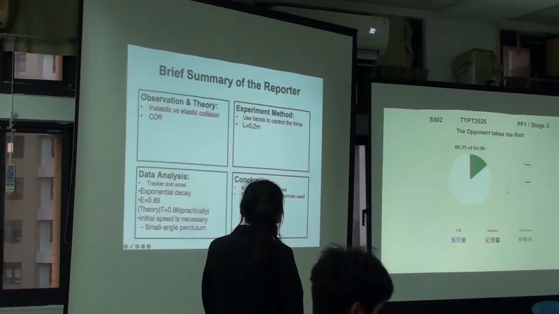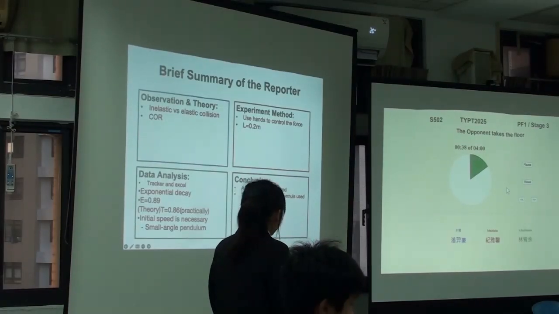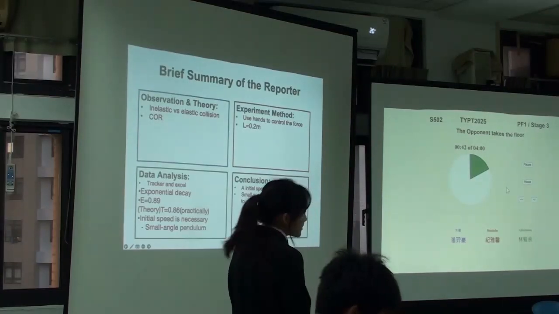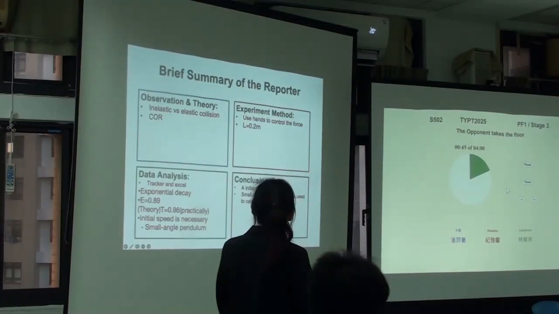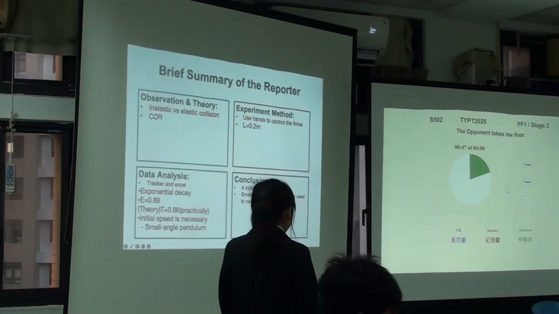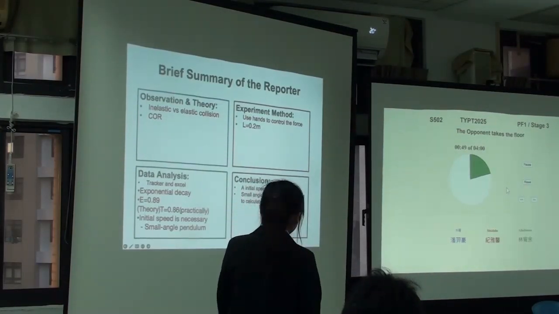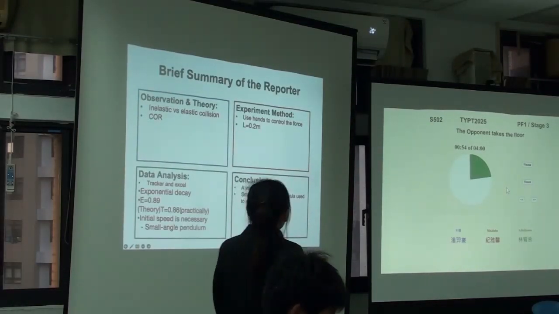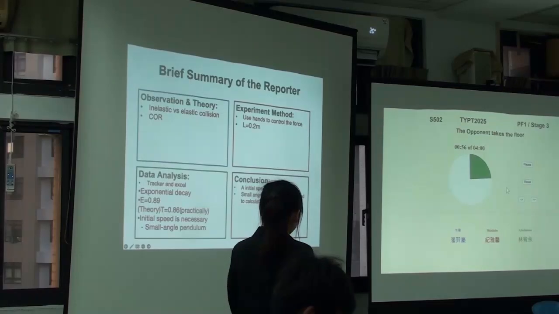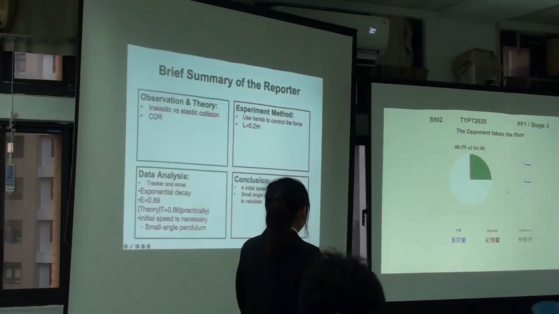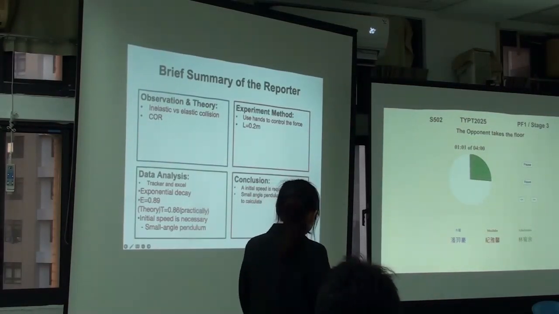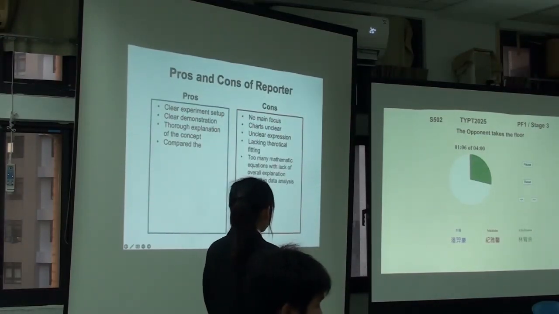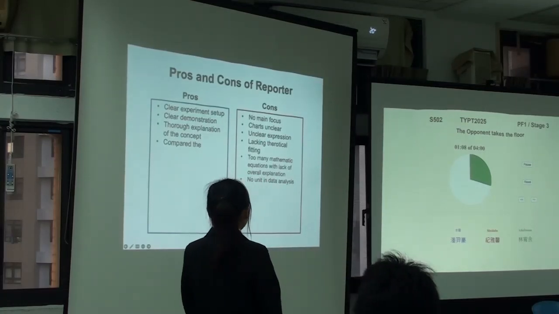inelastic and elastic collision, and their experiment method is using coding simulation, and the data analysis is using tracker to track their videos and get the data. And their conclusion is that initial speed is required. Small angle formula is used to calculate. And this is of course pros and cons for the reporter.